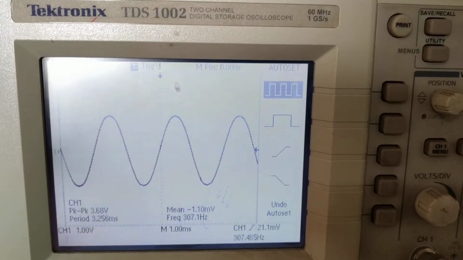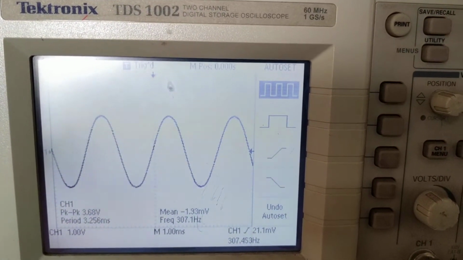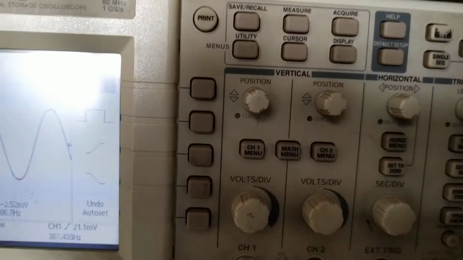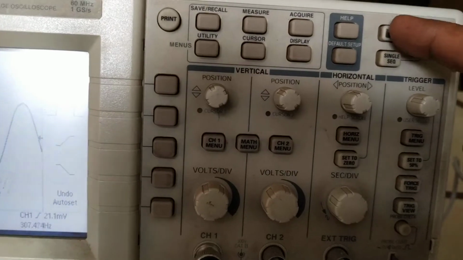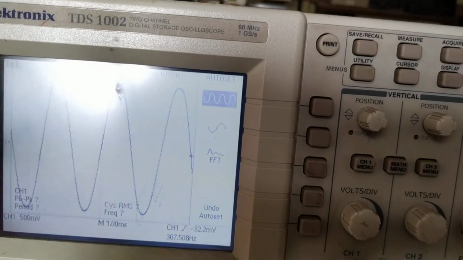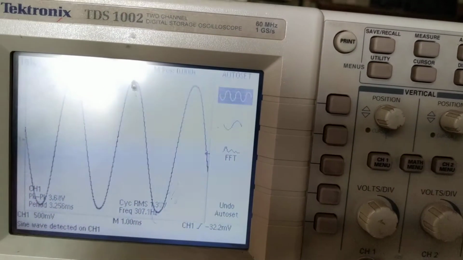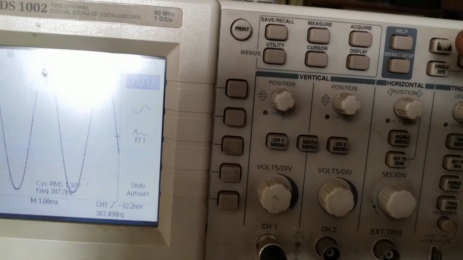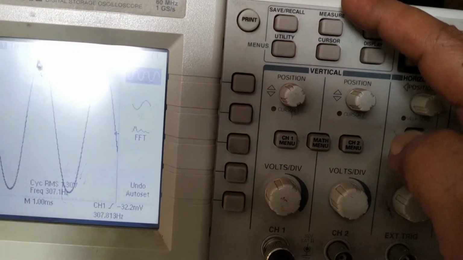If you are not getting the waveform, or you see random variation, then you can go for the auto set button. So you can press that auto set button. So here you are getting the sine wave. Okay, then you can go for the measurement. So go for the measure button, the upper one. Press that measure button.